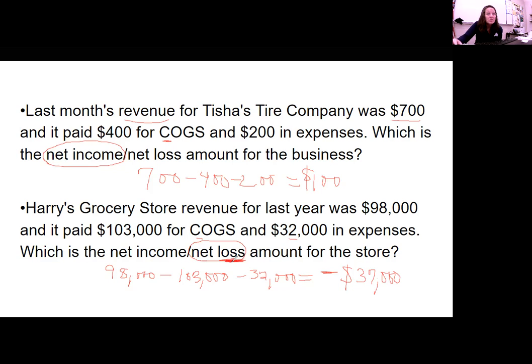That is not good. So make sure you understand, net income is having money left over at the end of the month. Net loss is when you're in the hole, when you don't have any money left over and you actually are not making any money at all. That's a net loss. So net loss is a negative.